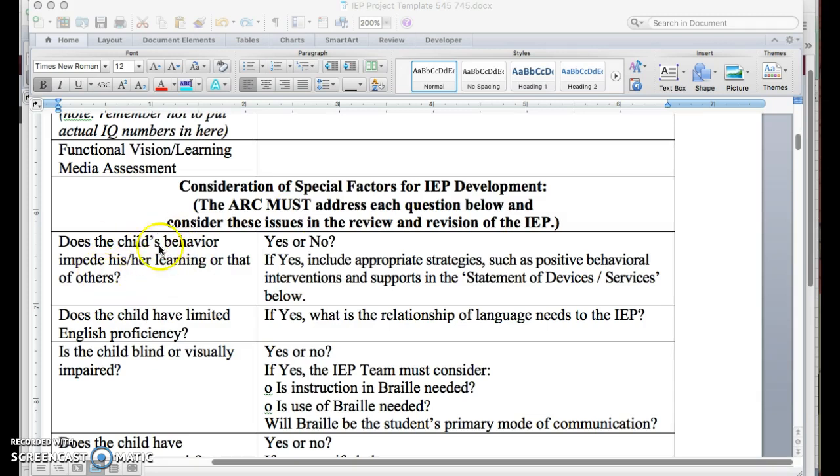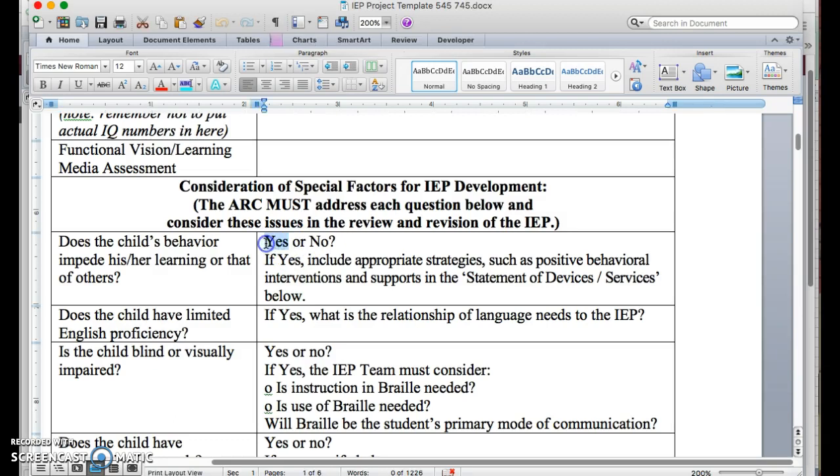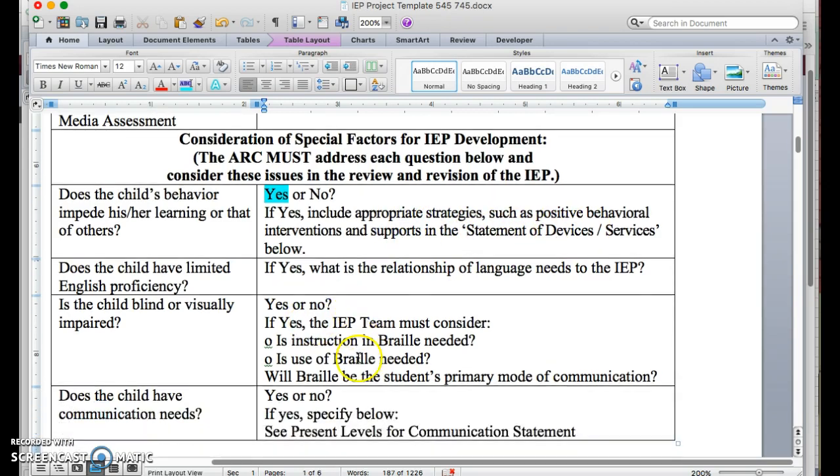And the first question you're going to ask is, does the child's behavior impede his or her learning or that of others? And you're going to highlight yes or no. This includes students who might be very distracted. It could include a student who had an acting out behavior, but it doesn't just have to affect someone else's learning. It could be something that affects their learning. So we'll say that this student is very distracted. It does impact her learning. So we'll say yes. Notice that if we say yes, then we have to include an appropriate strategy down in that statement of devices.